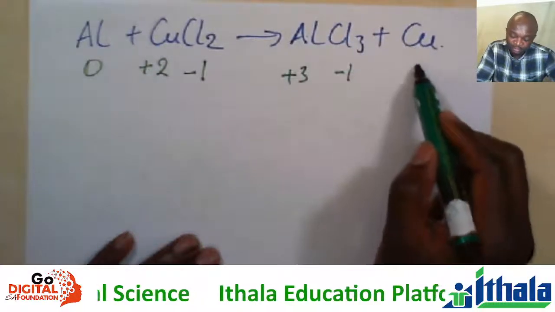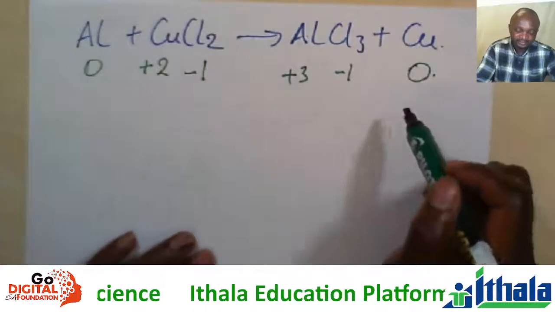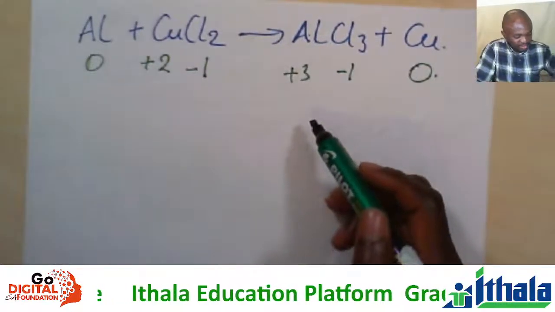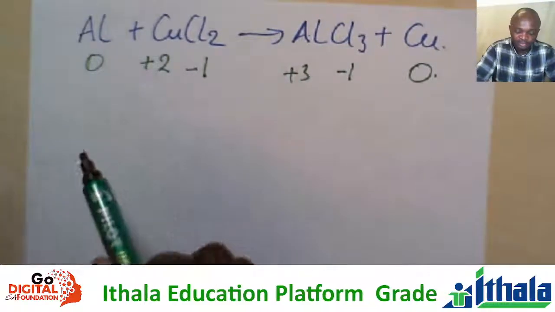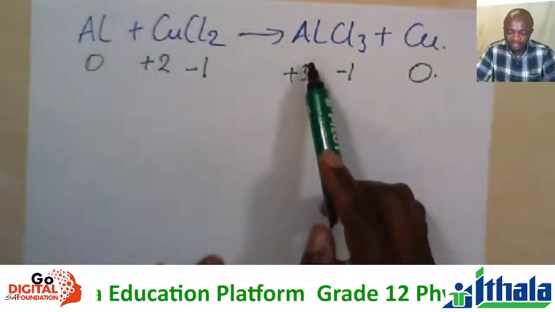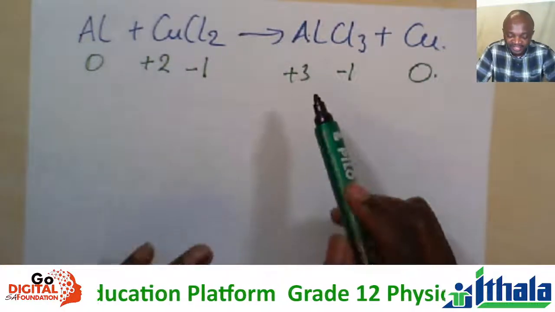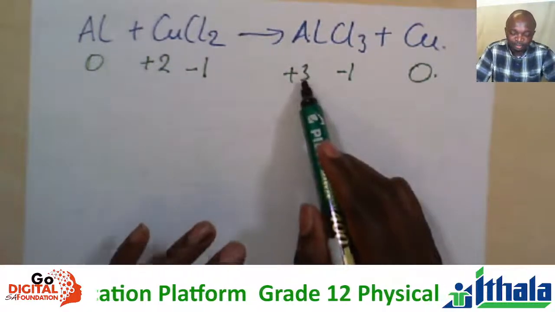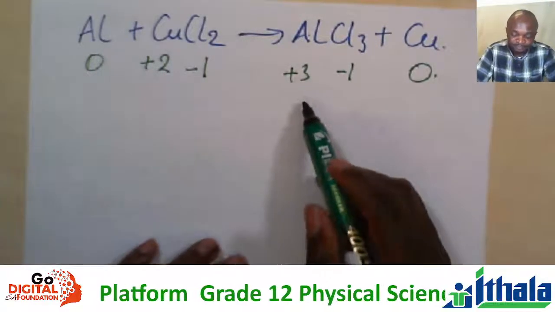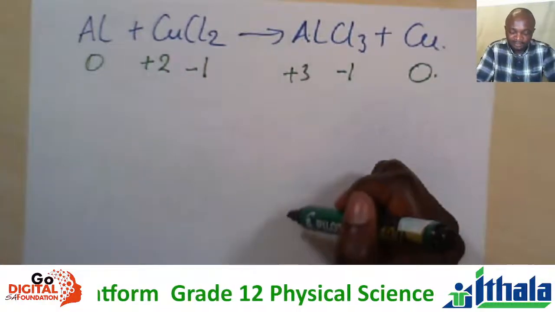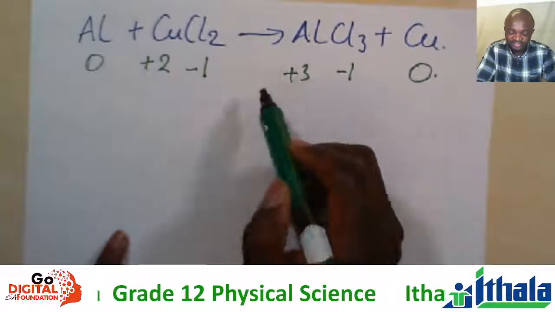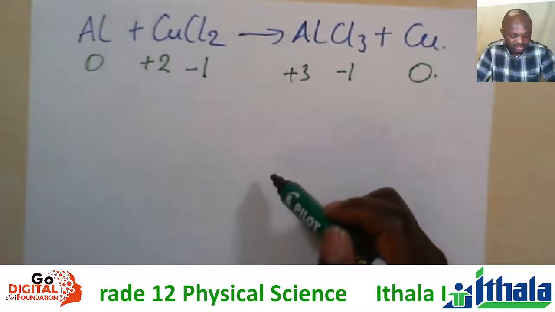Then copper standalone is 0, right? Now we must see which substance is oxidized and which one is reduced. What I am looking at is that aluminium started at 0 and became +3. When the oxidation number changes, this means that this substance here has lost electrons, because what I see is that it goes from 0 to +3.